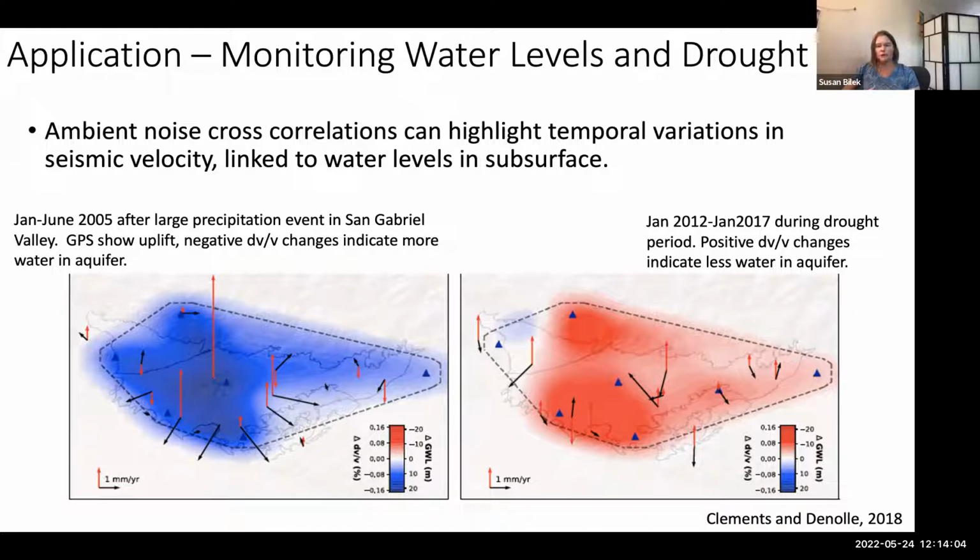So, one of the important benefits to applying seismic data to this sort of problem is that you can get a broader scale of estimates relative to just having a few wells where you're able to actually measure those water levels. So seismic data is important for looking at these subsurface water levels.